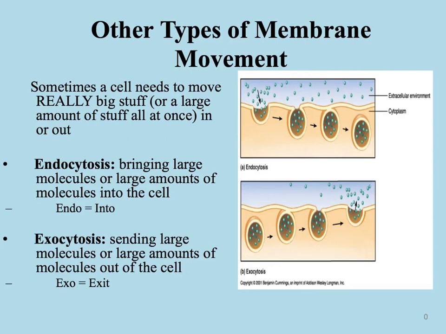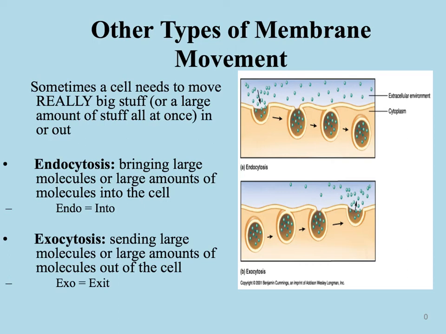So it's moving large particles into the cell, and then exocytosis is basically moving particles out of the cell membrane. So the process is basically in reverse. So now you have a vesicle that is moving the particles out. It will fuse to the cell membrane and basically open up and then empty those contents of the vesicle to the outside. So endocytosis, moving in large particles into the cell, and then exocytosis, moving large particles out of the cell.